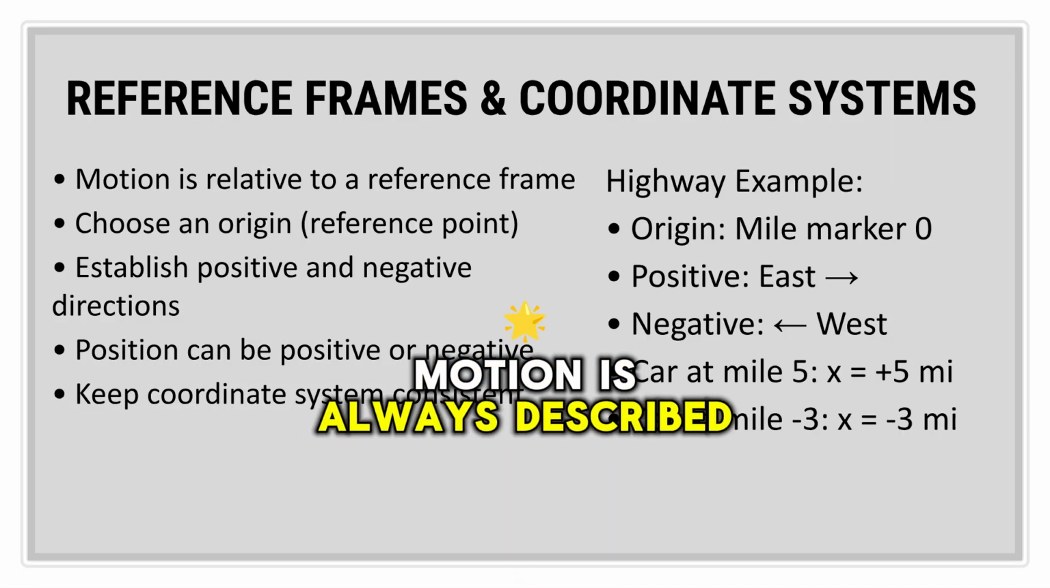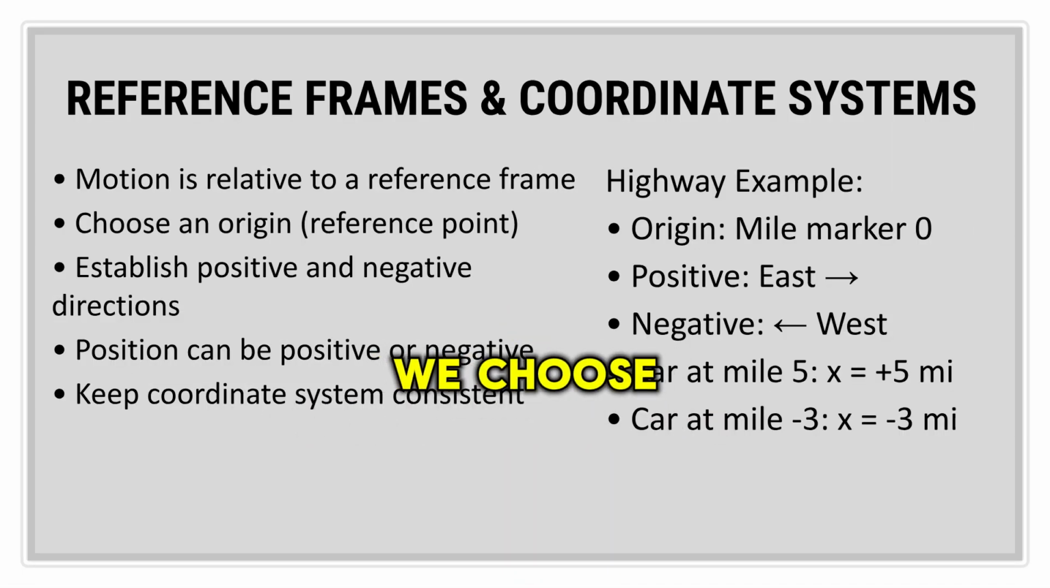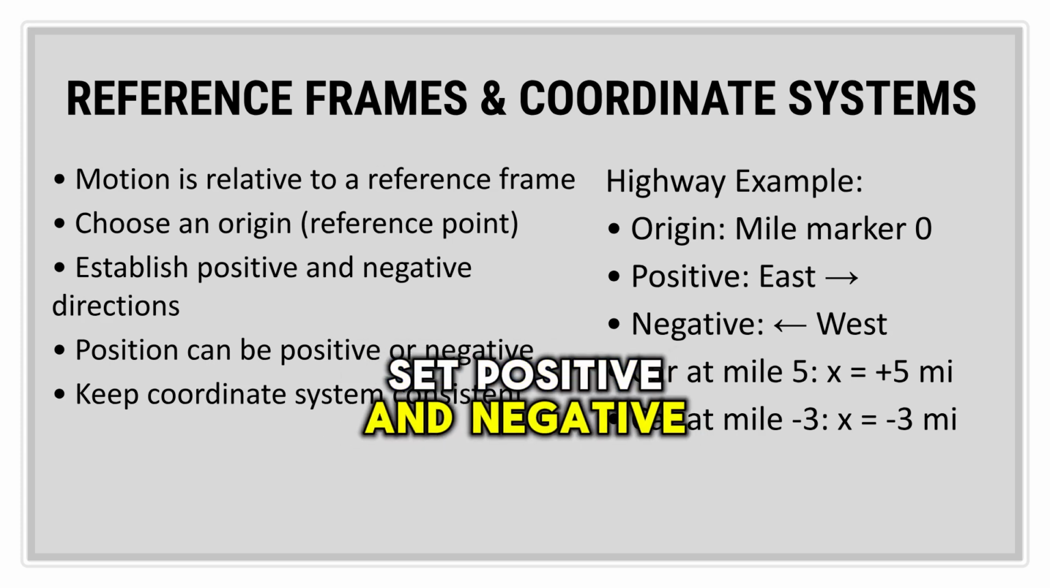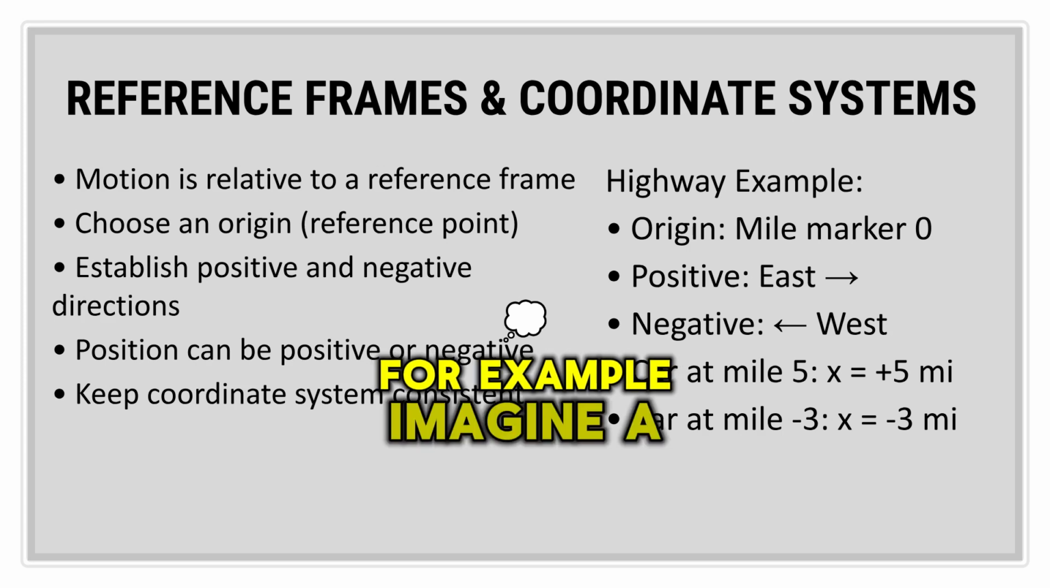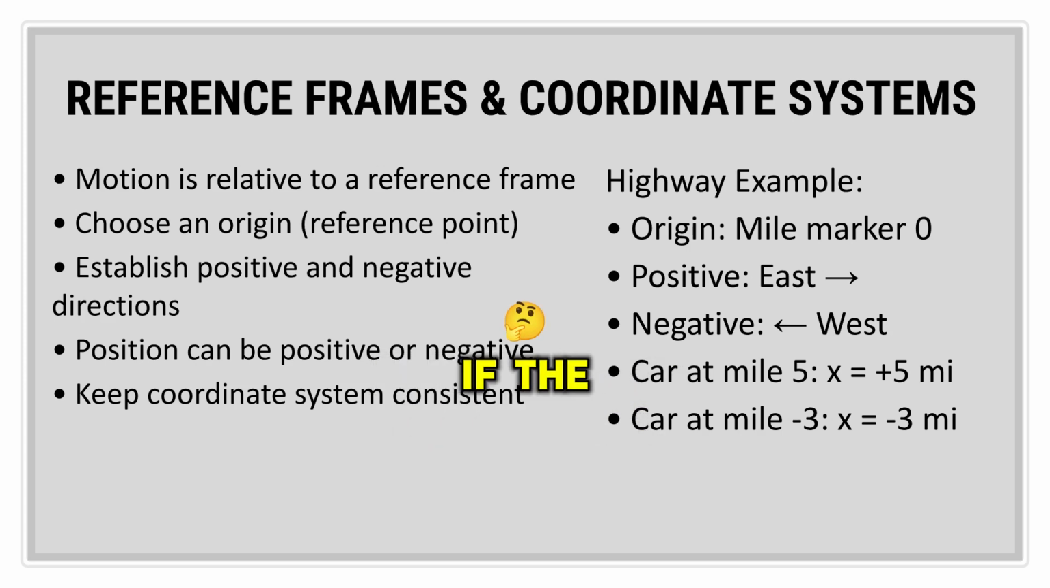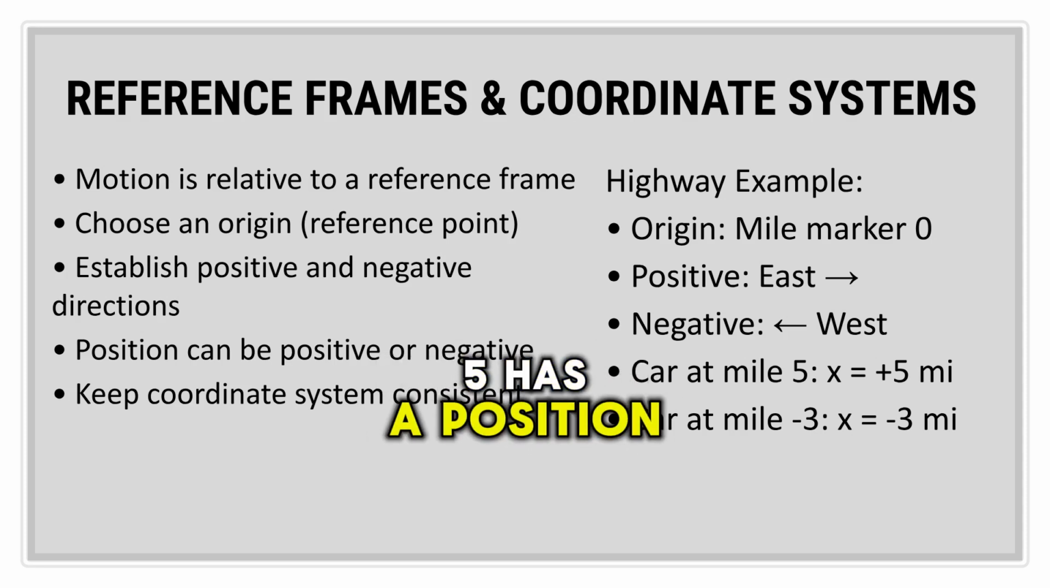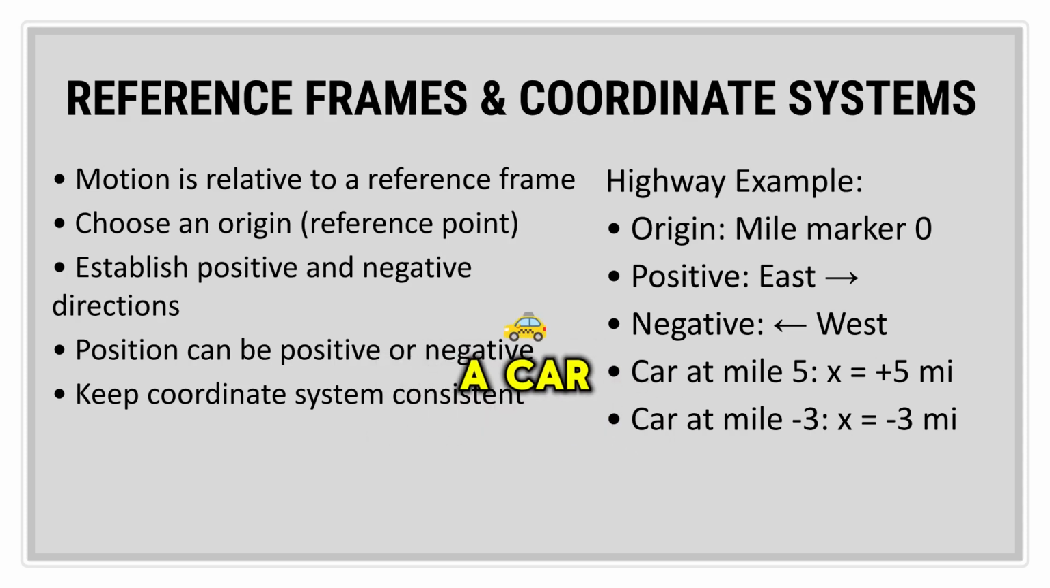Motion is always described relative to a reference frame. We choose an origin, set positive and negative directions, and keep the coordinate system consistent. For example, imagine a highway. If the origin is mile marker 0, we define east as positive and west as negative. A car at mile 5 has a position of plus 5 miles. A car 3 miles west is at negative 3.